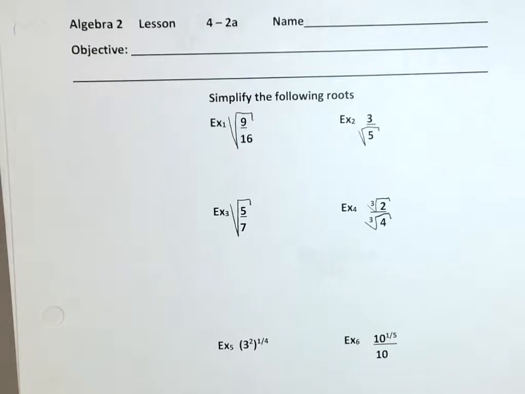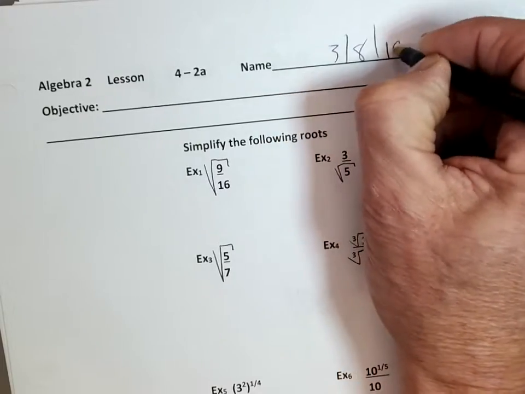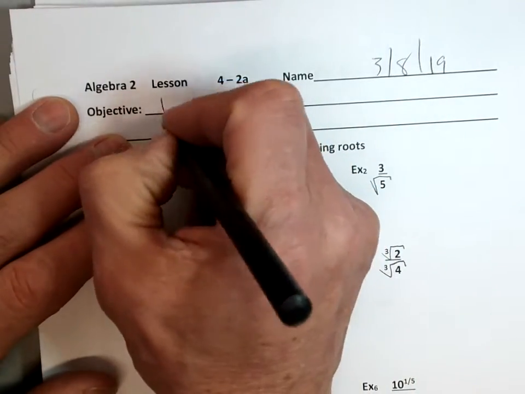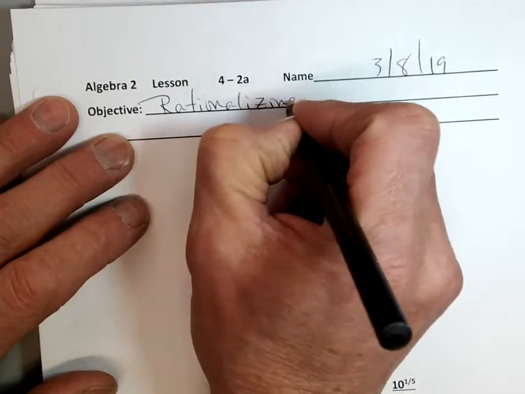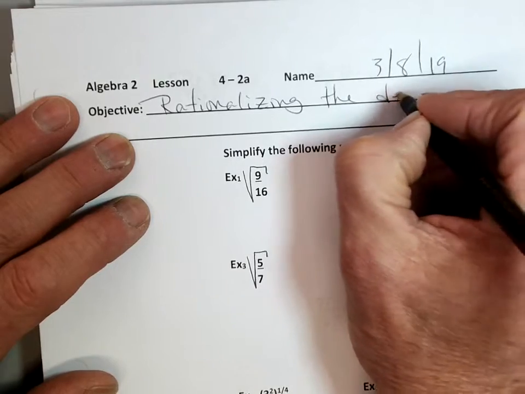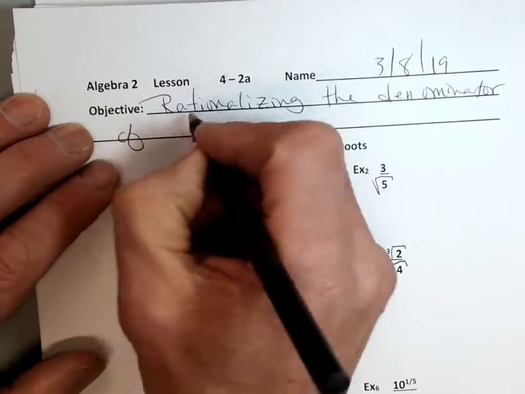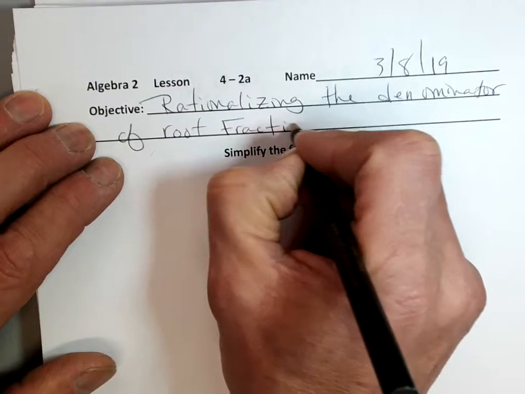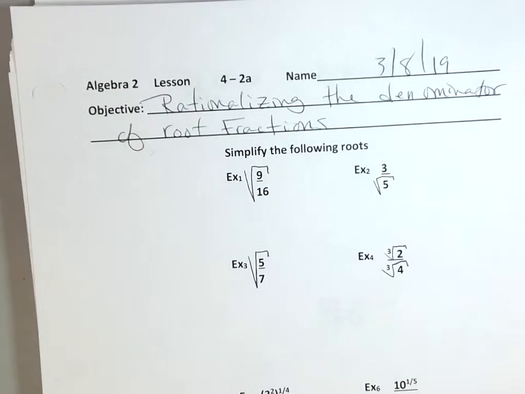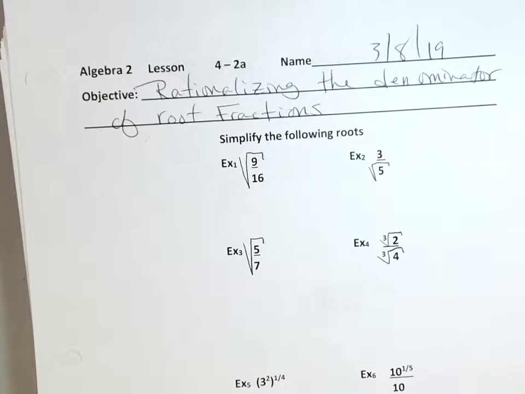Now we're live. Okay, so today, 3/8/19. Today, what we want to talk about is rationalizing the denominator of root fractions. Okay. Let's just go straight with this word, rationalize. Go and write that down, okay? Rationalizing the denominator of root fractions.